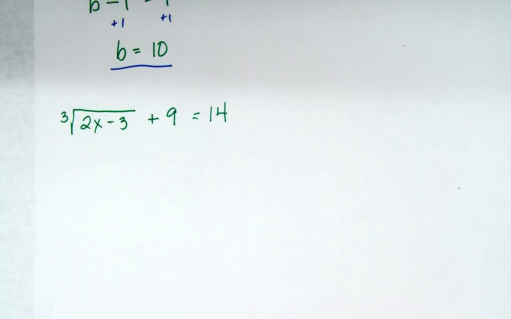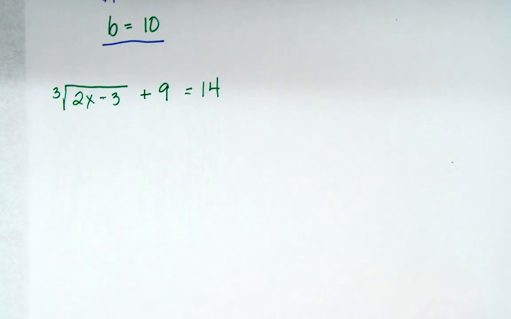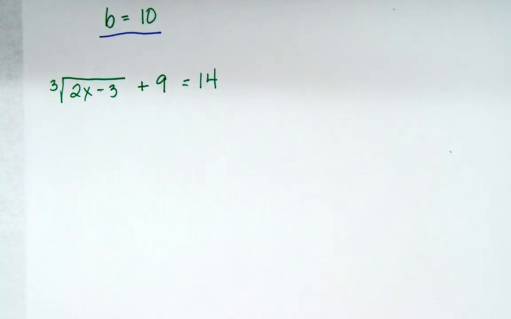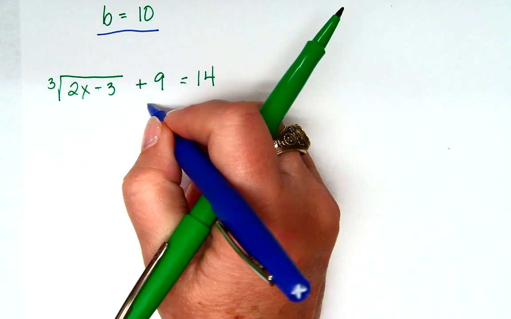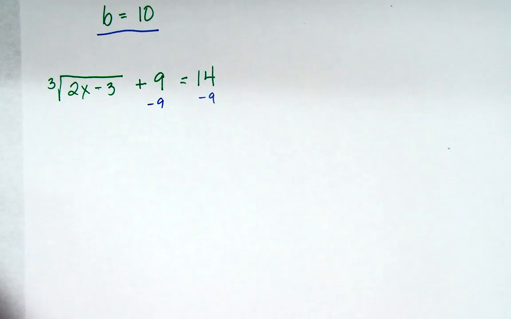What do I have to do first? Is this root isolated? Oh, it's not? What do I need to do? Subtract 9 from both sides. So I have to subtract 9 before I even mess with the root? Yes. Okay.